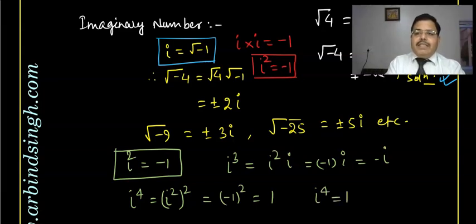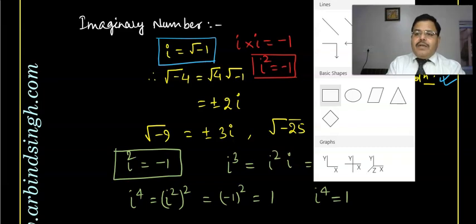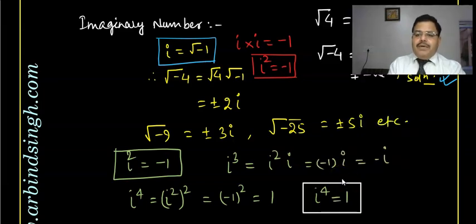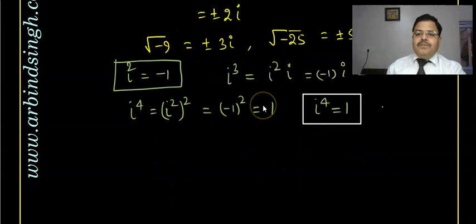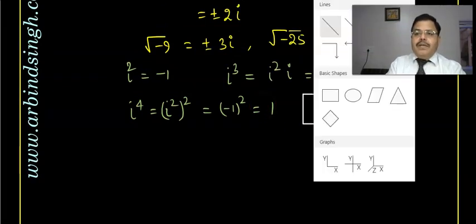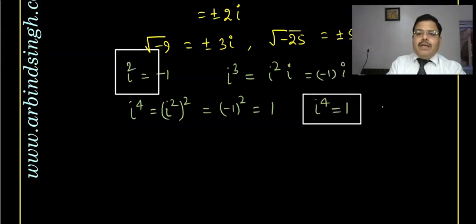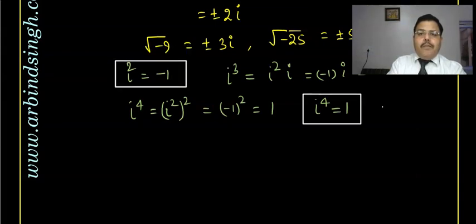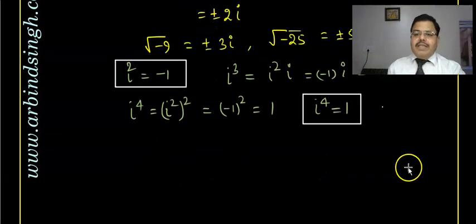So, we will remember iota to the power 4 is equal to 1. But this is just a concept, because iota is an imaginary number and the value of that is a real number. But we will use it. Iota to the power 4 is equal to 1. Iota squared is equal to minus 1. You need to remember that iota squared is minus 1, and we have to use this. So, iota squared is minus 1 and iota to the power 4 is equal to 1. You will also remember that iota cubed is minus iota.